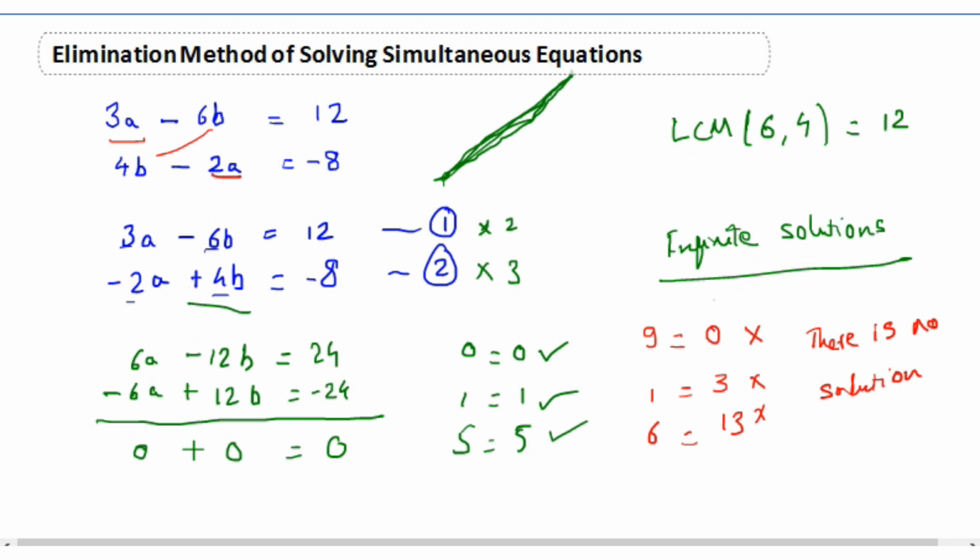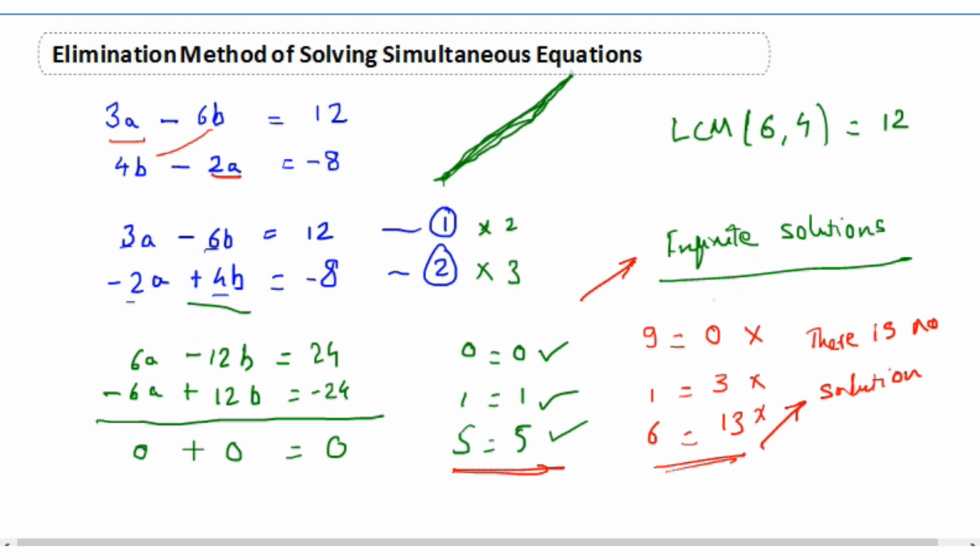So just remember, if we can eliminate the variable and find out the value of both the variables, then there is only one solution to the equation. If we get a statement where both the variables are eliminated and the numbers that we get form a true statement, then there are infinite solutions. And when they form a false statement and both the variables are eliminated, then we can say that the solution to both the equations does not exist. There is no solution that can satisfy both these equations at the same time.